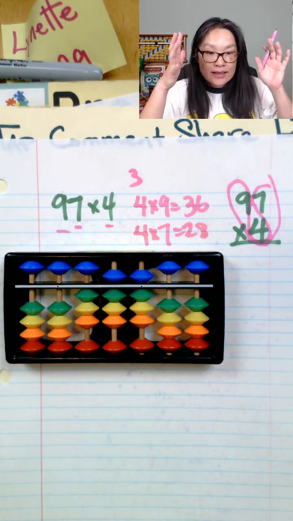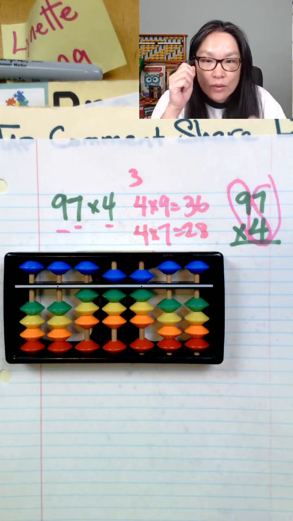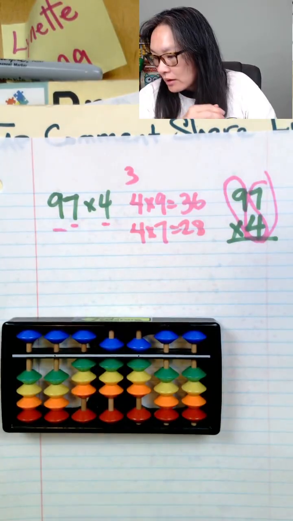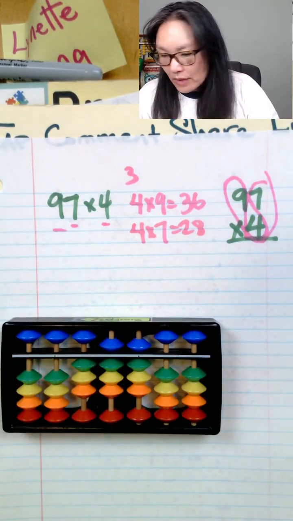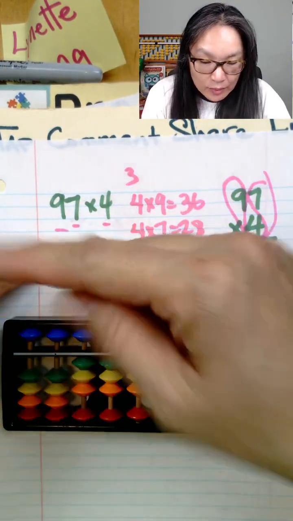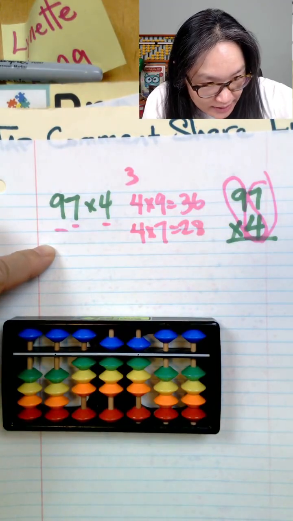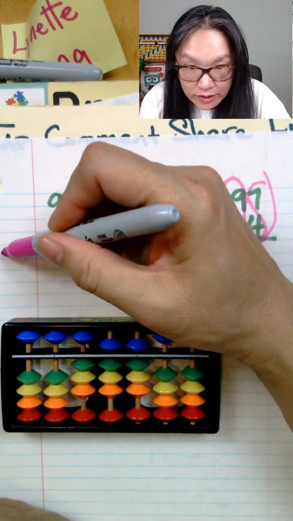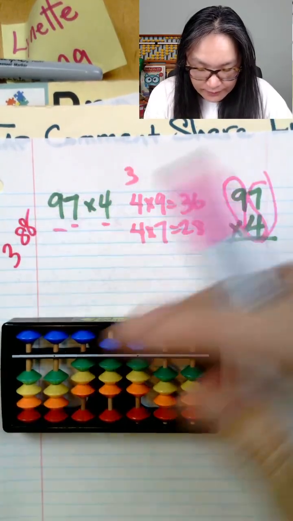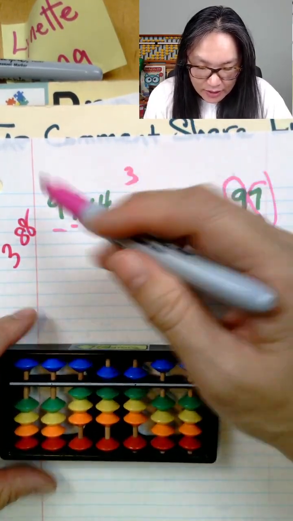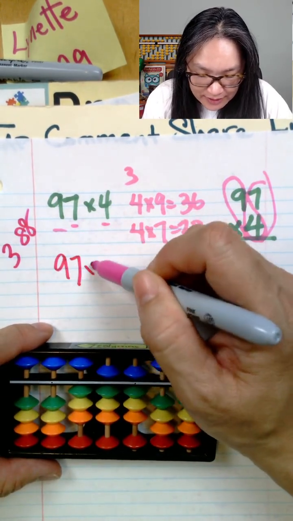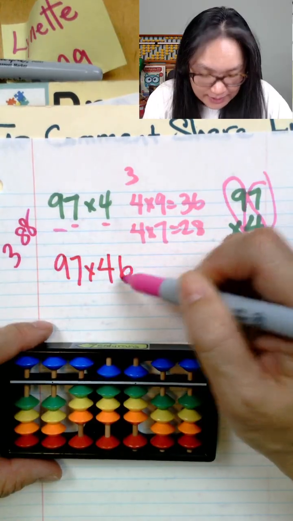388. Yes, exactly, 388. So let's take it one more step. Let's take it 2 digits times 2 digits. I'm going to use the same number, but I'm going to add one more, because you already know what the number is. So the answer is 388. Okay, so let's do another number. We do 97 times 46.